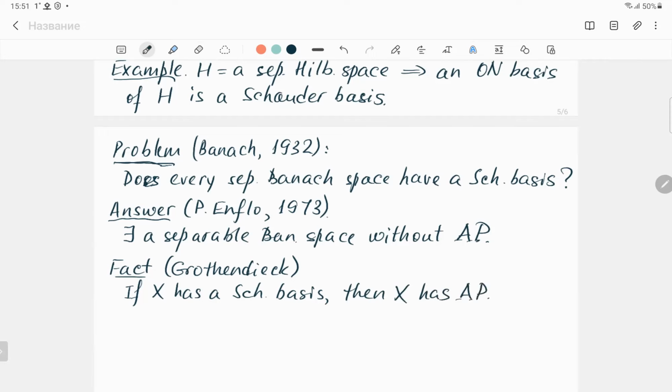So Enflo actually solved two problems, the basis problem and the approximation problem. So in both cases, we have a counterexample. So Enflo's example also shows that the space doesn't have a Schauder basis.